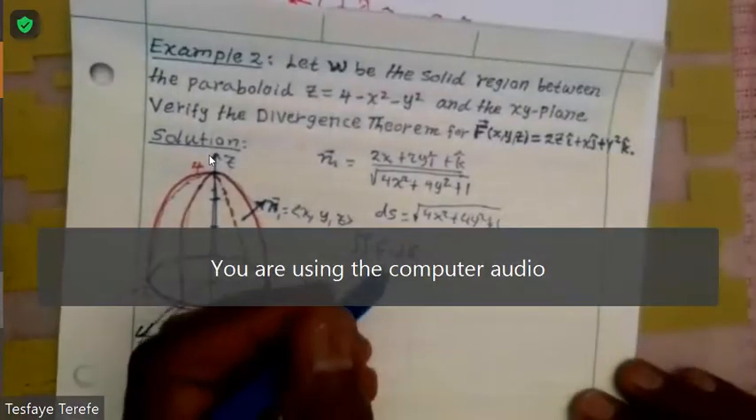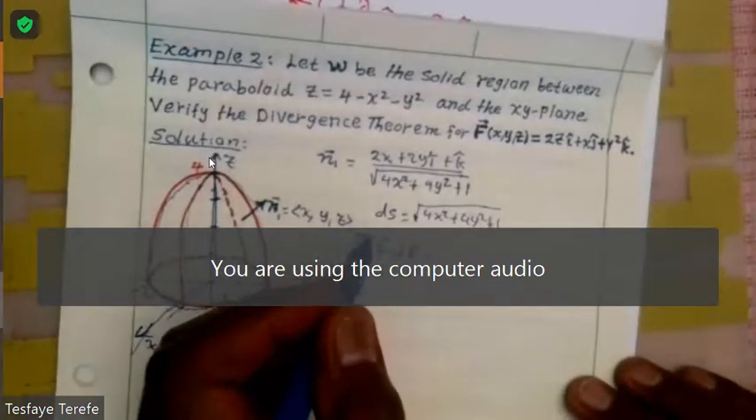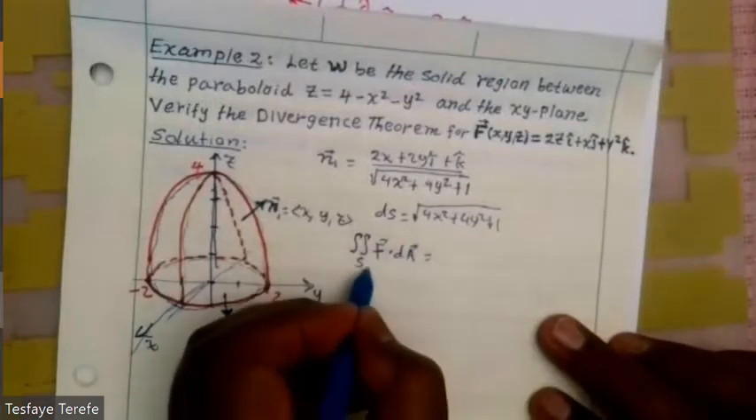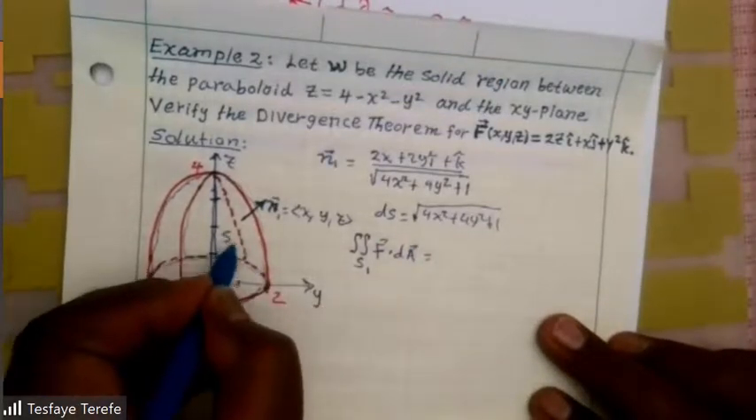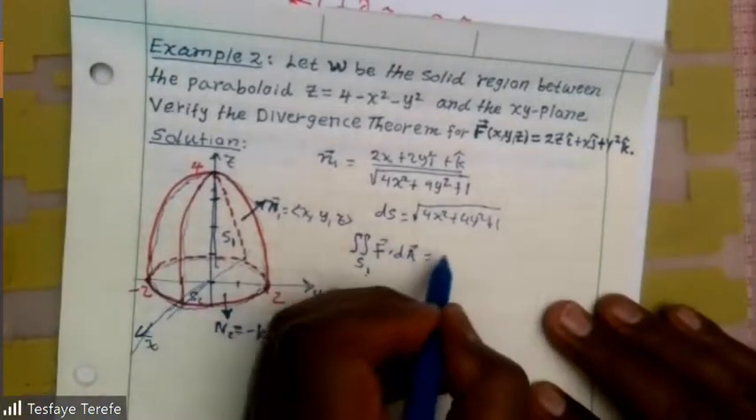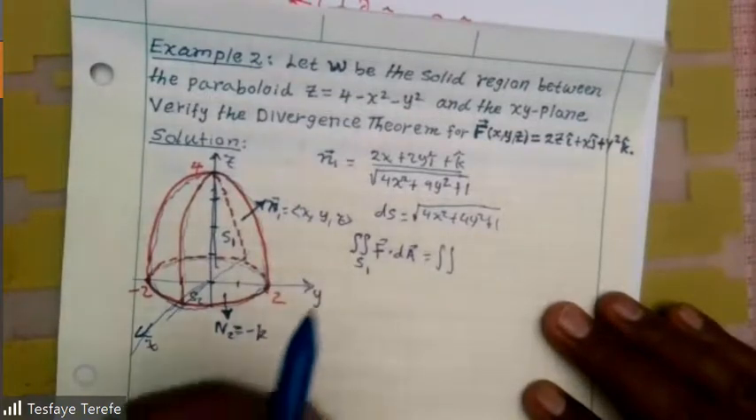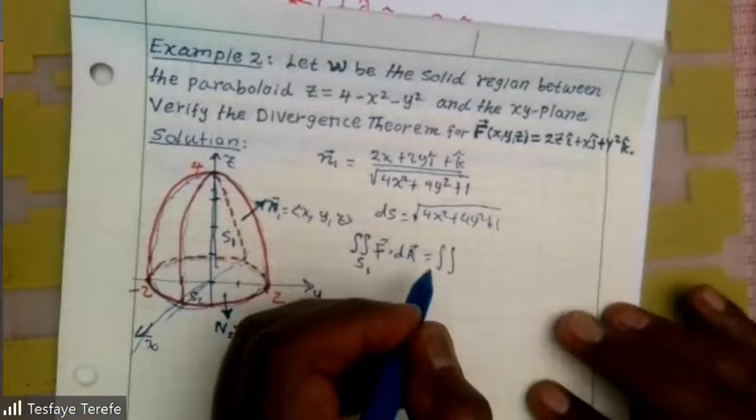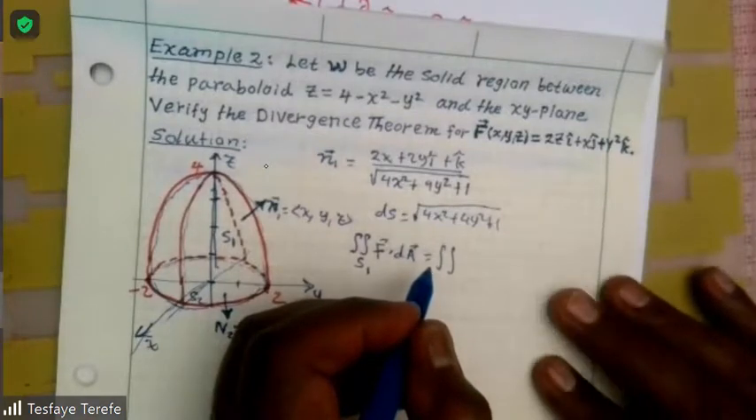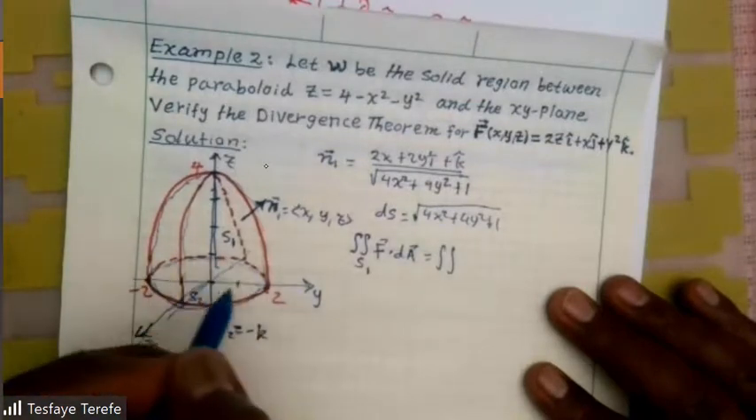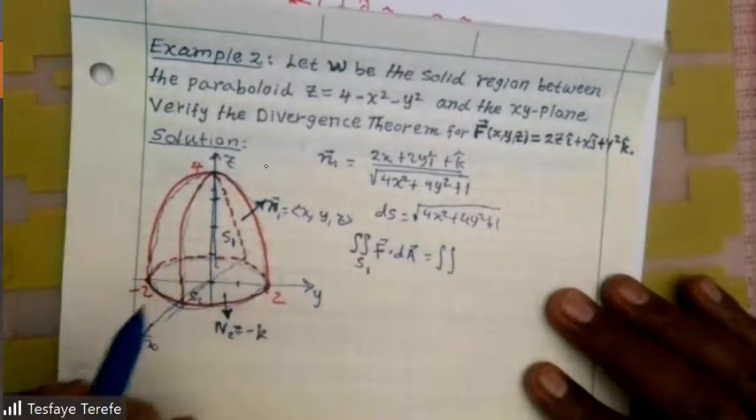Okay, that will give us, by the way, we are going to take the dot product. By the way, this is surface one. Let me call it this one, surface one. And this is S2, surface two. And that is the integral along the surface.